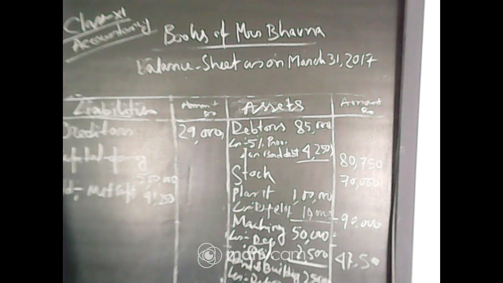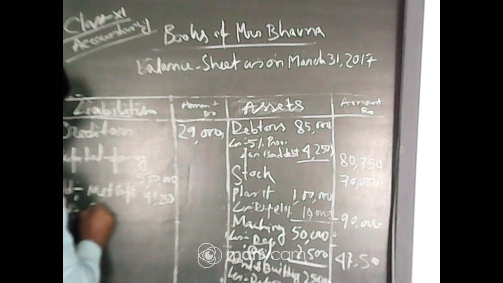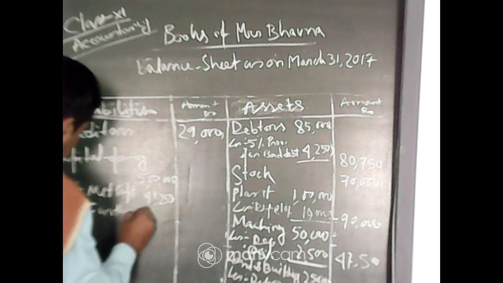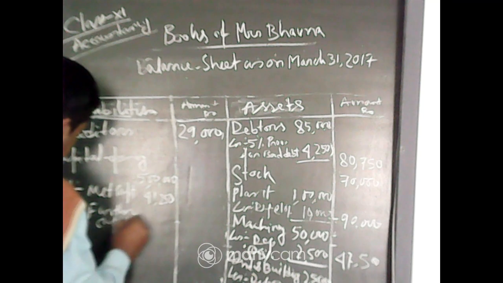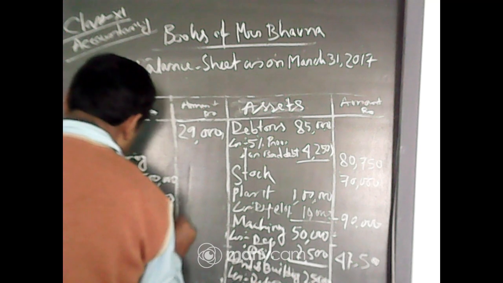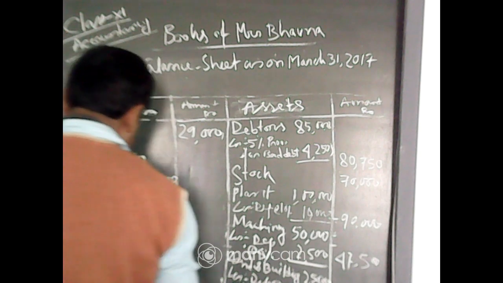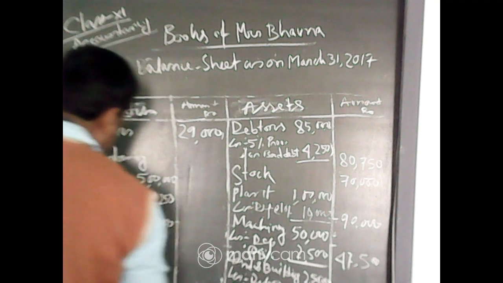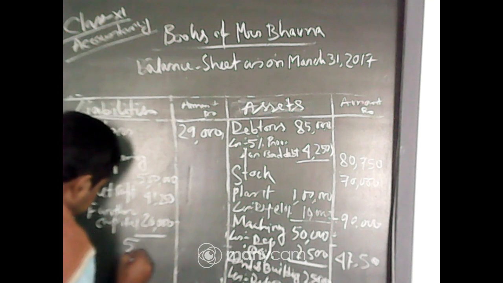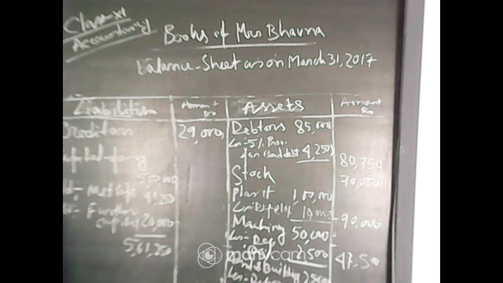Next is add further capital. Where do you actually get it from? You can see the debit side of summary of cash in your question, further capital 20,000. So add further capital, and that is 20,000. And that comes to 5,61,250. Now we have to less drawings.